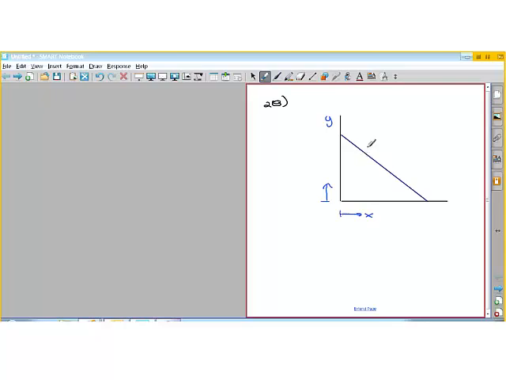Okay, so let's read it. The construction worker pulls a 5-meter plank. So this side is 5 meters. It's a plank, so it's not going to change in length. That's a fixed thing. So that's the length of that side.